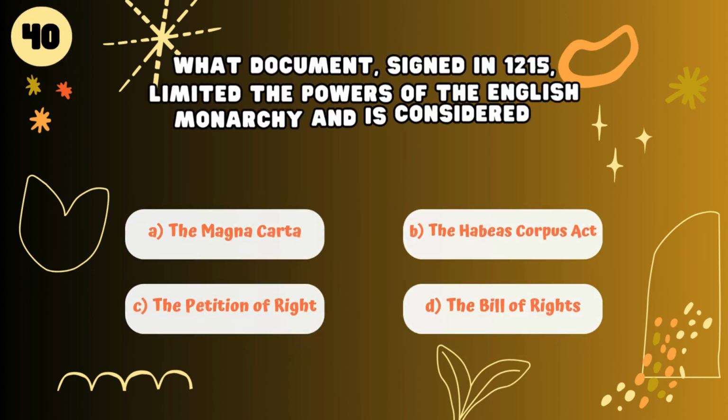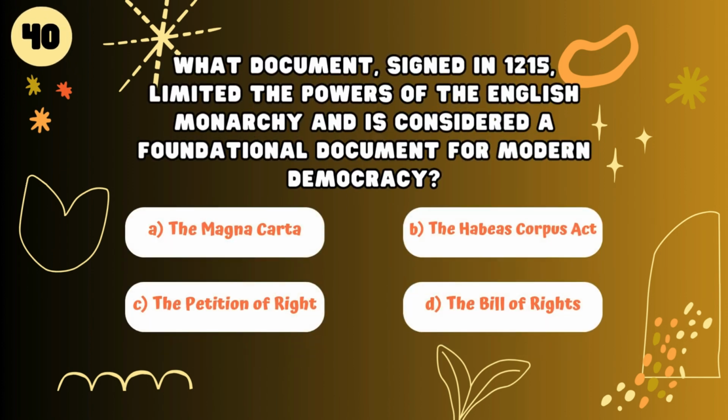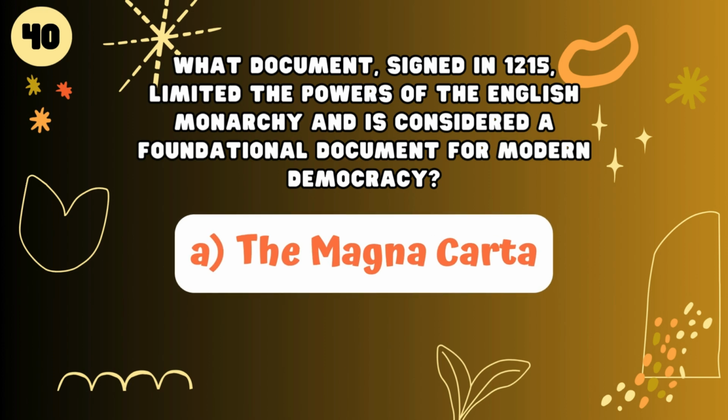What document, signed in 1215, limited the powers of the English monarchy and is considered a foundational document for modern democracy? The Magna Carta, the Habeas Corpus Act, the Petition of Right, the Bill of Rights. Answer: the Magna Carta. Who was the famous U.S.